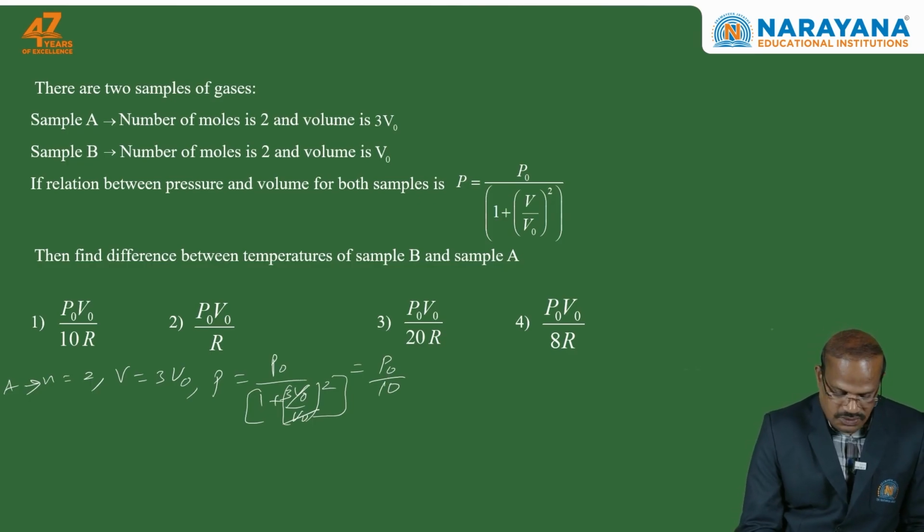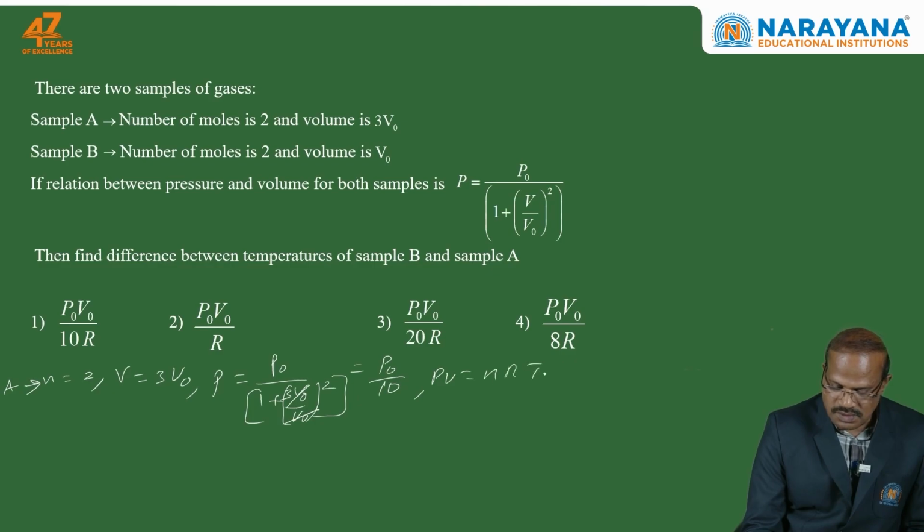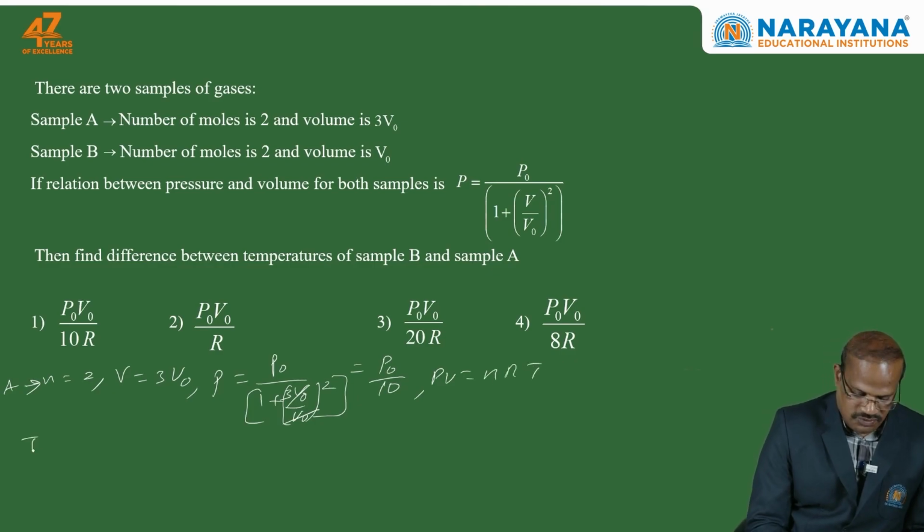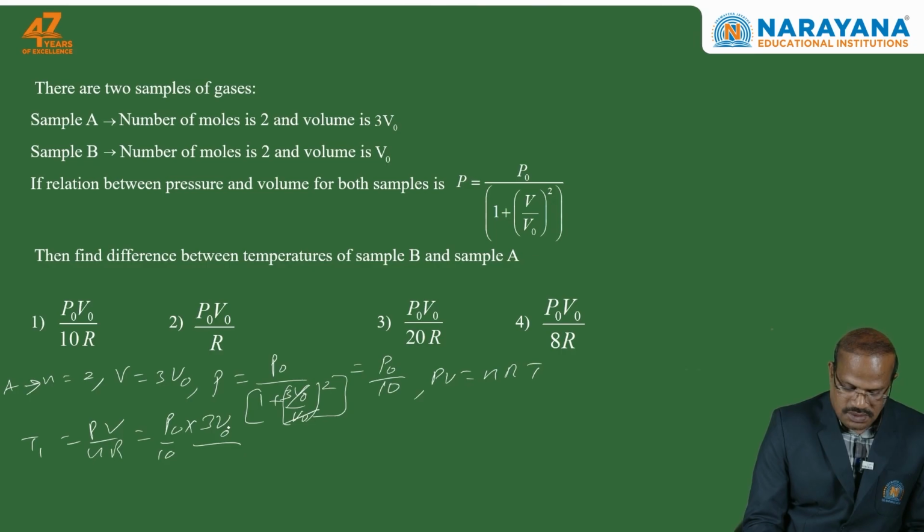Then from PV equal to nRT, what is the temperature of this gas one? T1 equal to PV by nR. P is P0 by 10, into volume is 3V0, by n, 2 moles, into R. So this is 3 P0 V0 by 20 R.